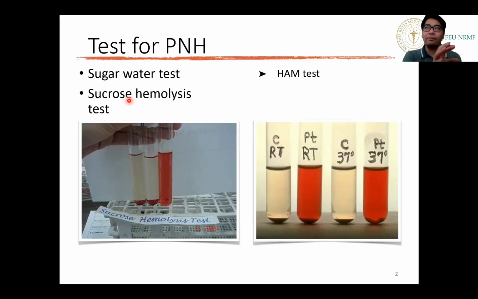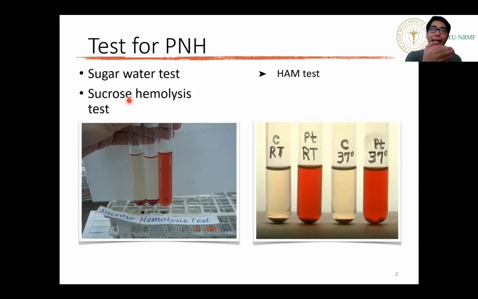That's why these two tests are sensitive for PNH. So if the sugar water test is positive, you have to confirm it with the HAMS test, because the sugar water test, as a screening test, can also be positive in other hematological disorders. Other myeloproliferative diseases, examples of which are the leukemias, can be positive. Also, for example, Hodgkin's lymphoma can be positive in the sugar water test. That's why it is not specific for PNH, but it is sensitive for PNH.